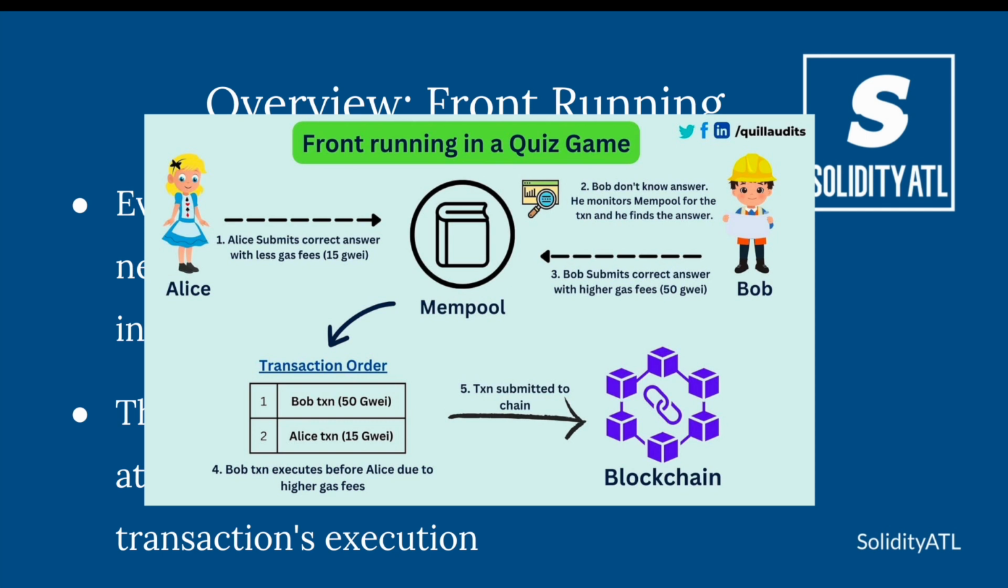So we have this example here where Alice submits the correct answer to her quiz game with 15 Gwei. Bob doesn't know the answer, but he's monitoring the mempool and he finds the transaction that Alice submits. Bob submits the exact same transaction with the correct answer, but pays 50 Gwei. Because Bob pays a higher gas fee, Bob's transaction is going to be the one submitted on chain, even though Alice was first. This is a prime example of a front-running attack.